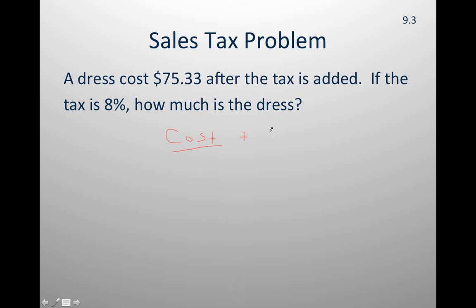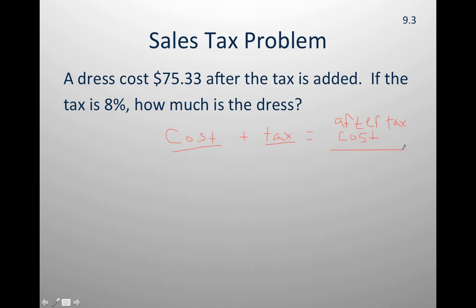Plus the tax equals the after-tax cost. And you don't have to call it after-tax cost. That's just what I'm labeling it as. You could say the real price or whatever you want to call it, but it's after tax. I left out the word tax. Cost. Okay, so that's the way I'm going to set it up.